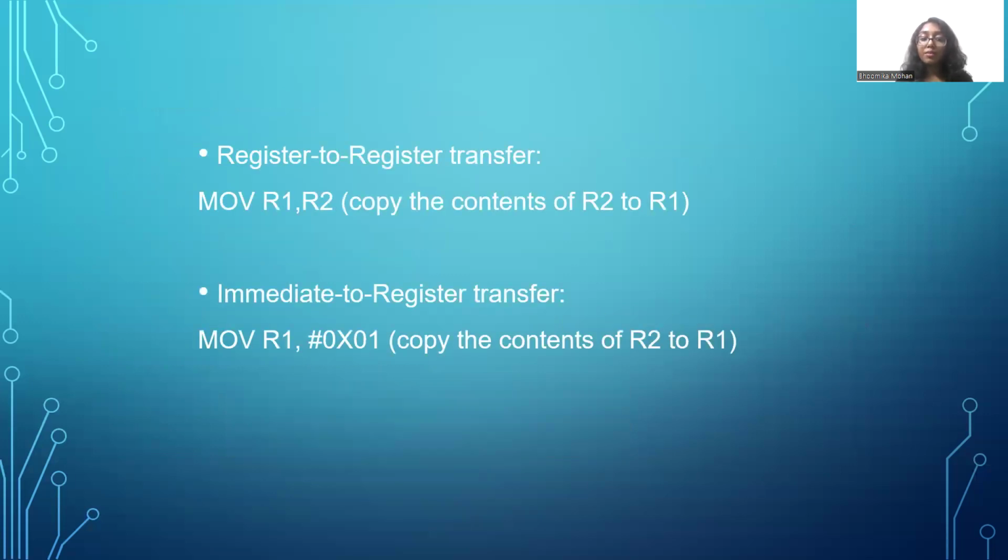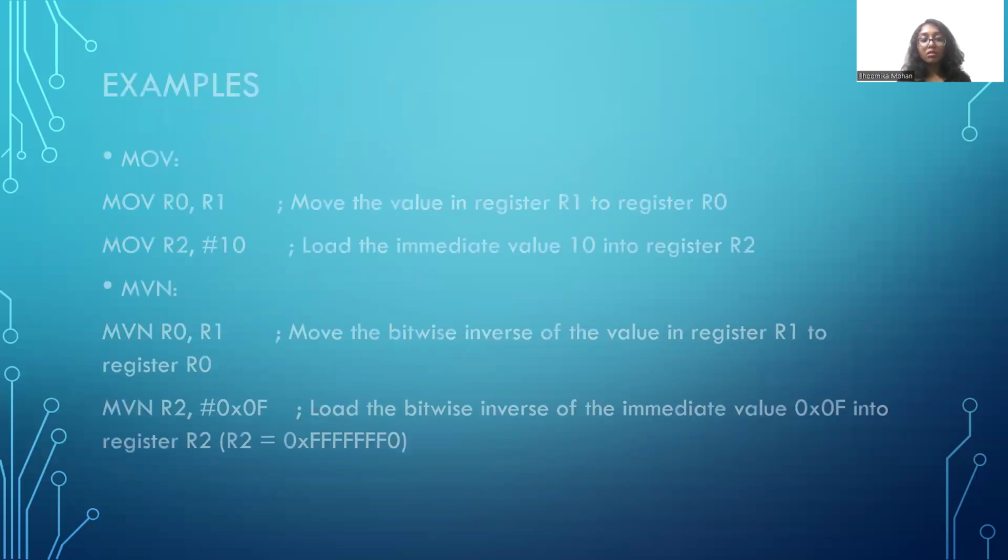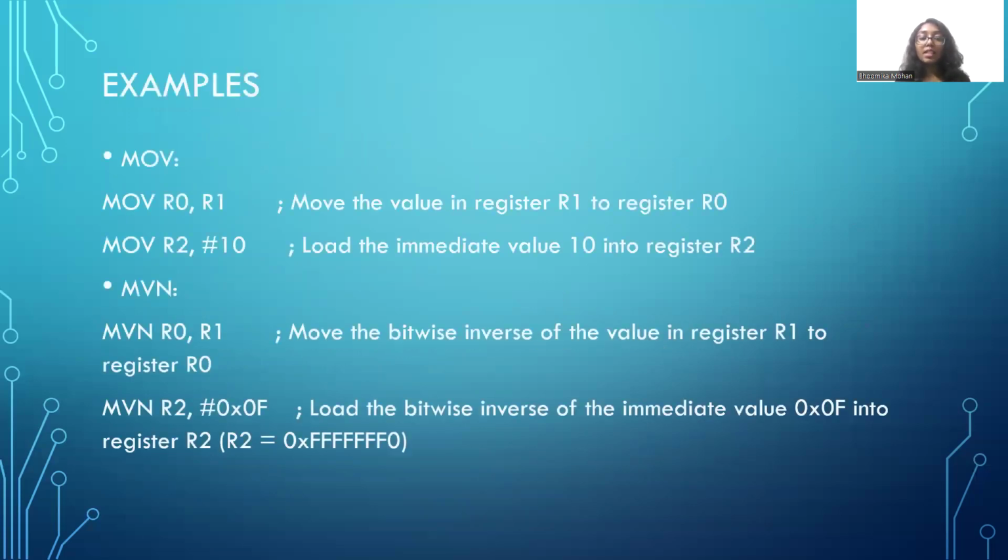Register to register transfer. Here we'll see MOV R1, R2, where it copies the contents of R2 to R1. And next is immediate to register transfer, where MOV R1, #0x01 loads the value 0x01 into R1. So examples for MOV is MOV R0, R1, where it moves the value in register R1 to register R0. Second example for MOV is MOV R2, #10, where it loads the immediate value 10 into register R2.